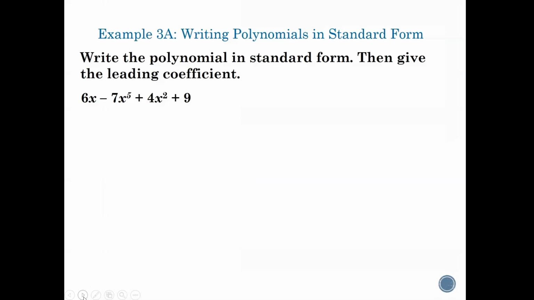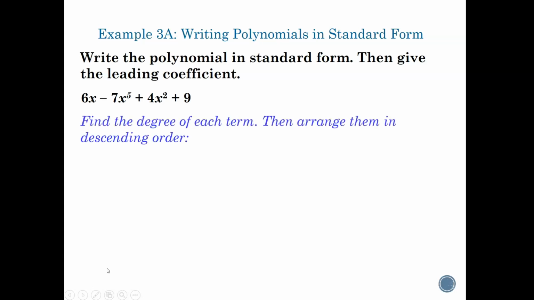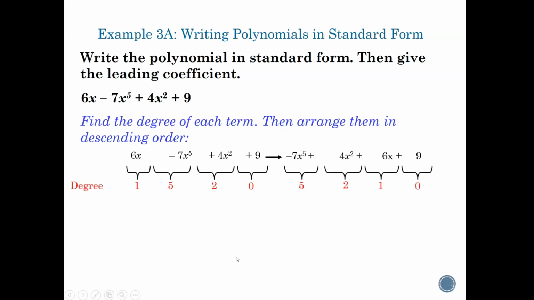Writing polynomials in standard form. So you have 6x minus 7x to the fifth plus 4x squared plus 9. What we want to do is find the degree of each term. So the degree of the first term here is 1. The degree of the next term is 5. The degree of the next term is 2. And the degree of 9 is 0. What we're going to do is now order them from largest to smallest. So 5 is our largest, then 2, then 1, then 0. So that's the order that we've put them in over there.